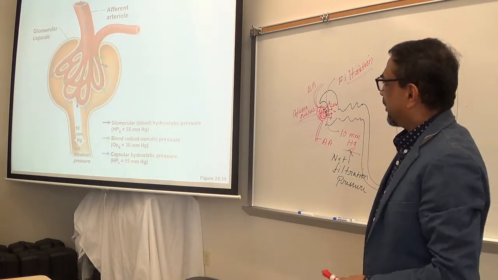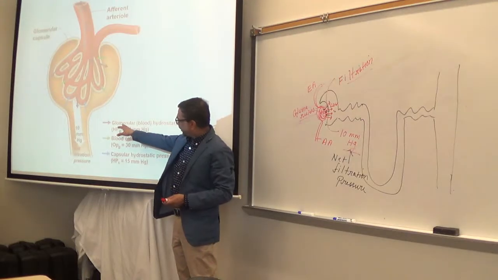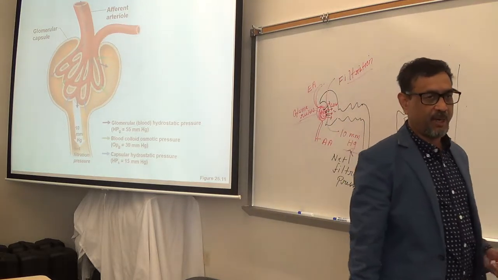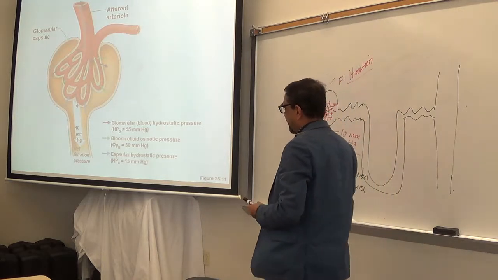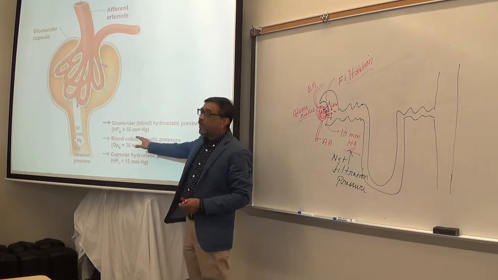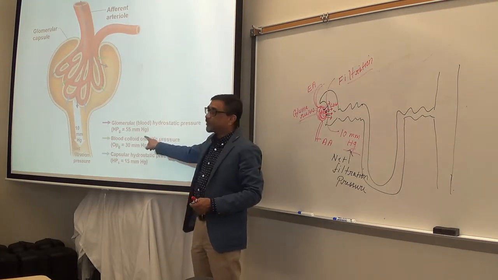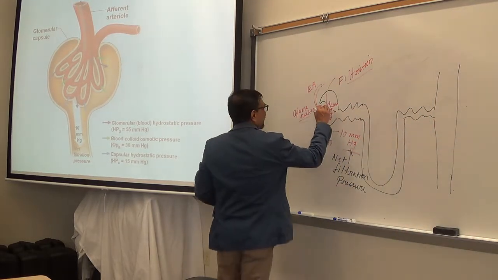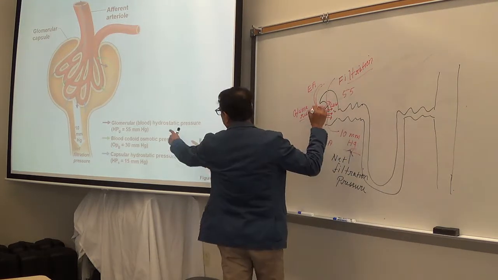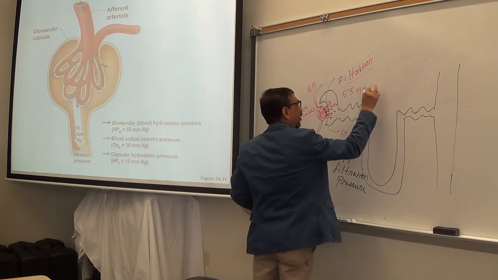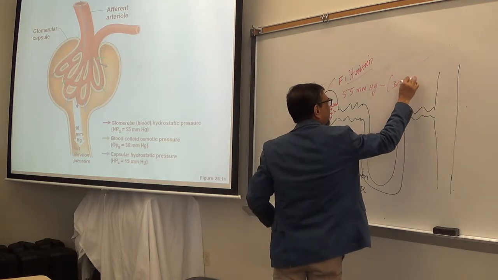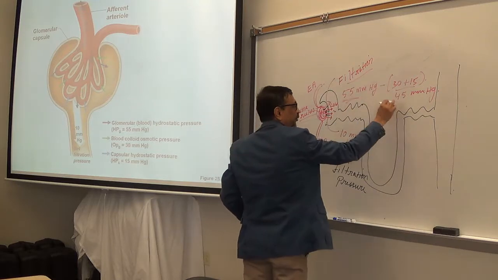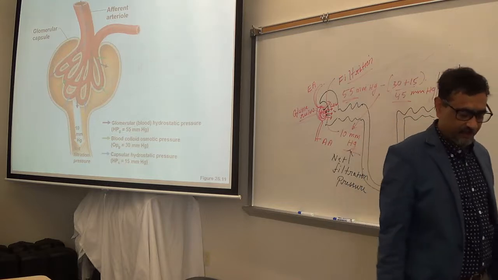Now, the pressure that is favoring the filtration, that is called glomerular hydrostatic pressure. And the amount is 55 millimeter of mercury. Glomerular hydrostatic pressure, 55 millimeter of mercury. And two opposing pressures are blood colloidal osmotic pressure, which is 30 millimeter of mercury, and capsular hydrostatic pressure, which is 15 millimeter of mercury. So this way the pressure is 55 millimeter of mercury, and opposing pressures are 30 plus 15, these two, that means 45 millimeter of mercury, opposing pressure. The difference between 55 and 45 is 10 millimeter of mercury that is causing the filtration. Okay.